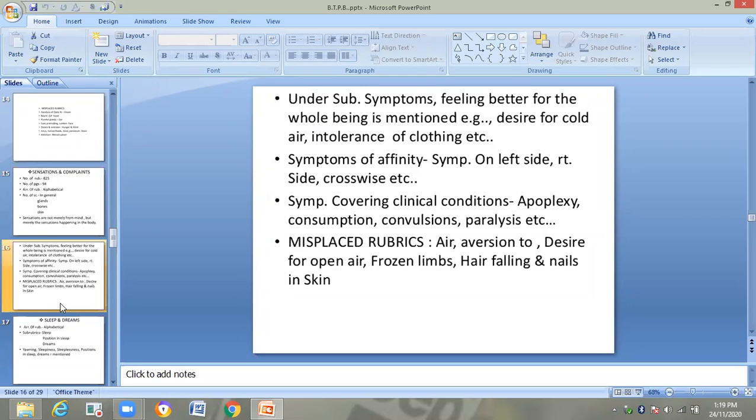And also we found some misplaced rubrics in this section, like air aversion to, desire for open air, frozen limbs, hair falling, and nails in skin. These are some misplaced rubrics under this section, sensation and complaints.